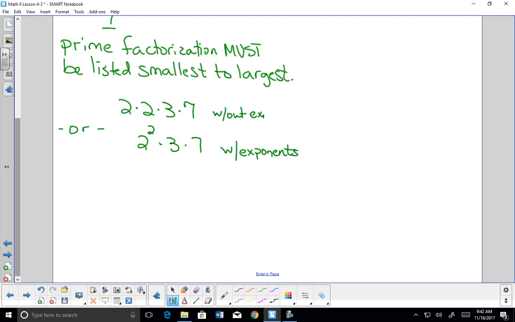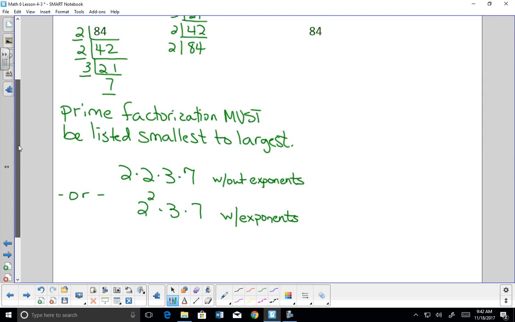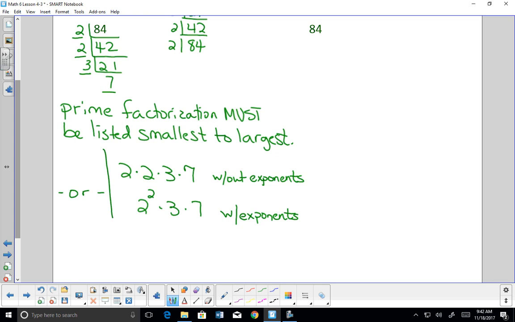Pay attention. Sometimes the book will ask you to do it with exponents, and sometimes the book will not say, and if it doesn't say, you can choose. So the prime factorization of 84 is 2 times 2 times 3 times 7, or 2 to the second times 3 times 7. Now you might say, well, that's one method, that's the division method.